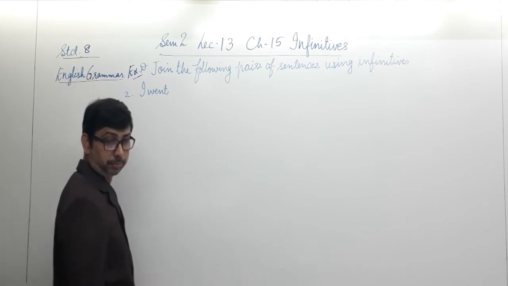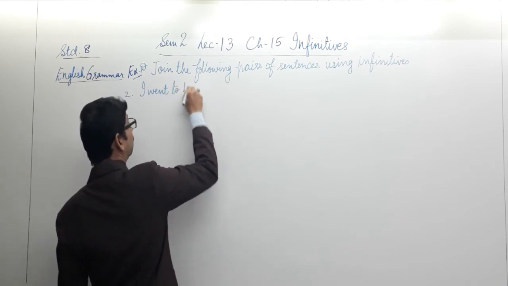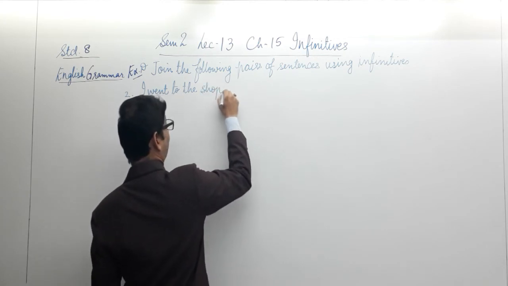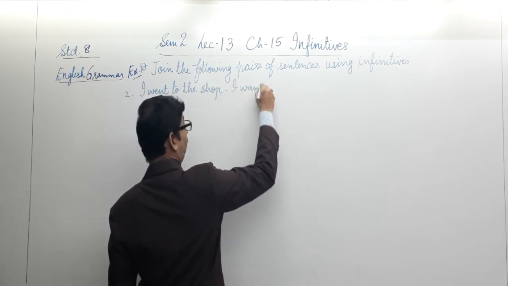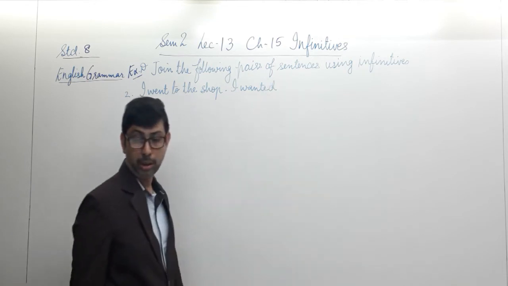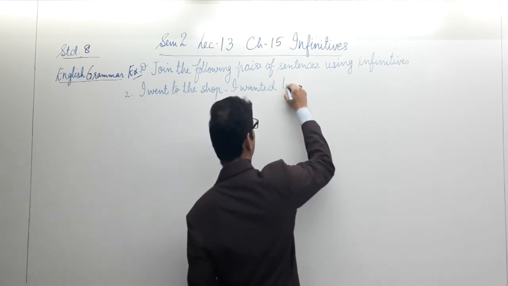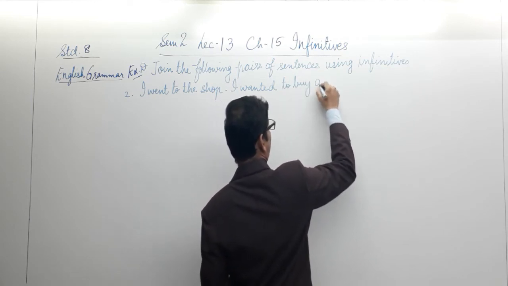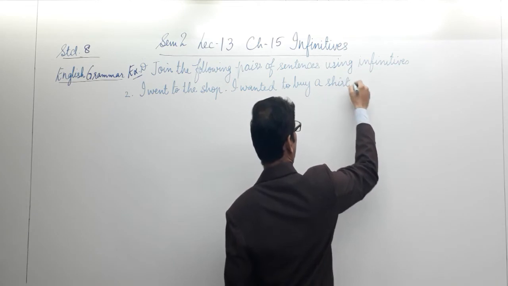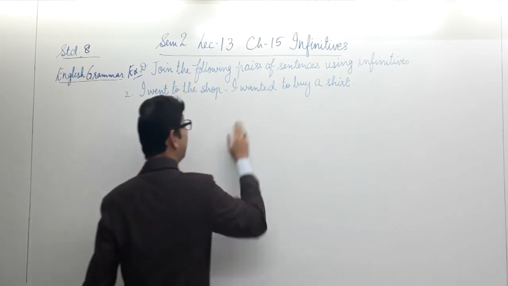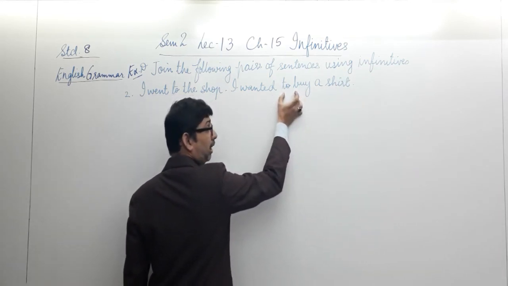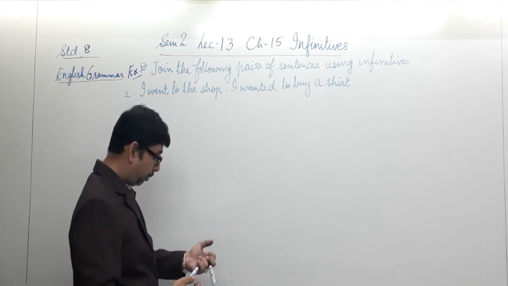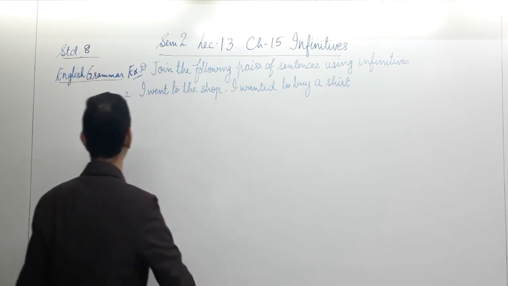I went to the shop. I wanted to buy a shirt. Well, you can very well observe the second sentence has the infinitive to buy already present within it. So we will not have to utilize a preposition separately, simply we will have to join it.